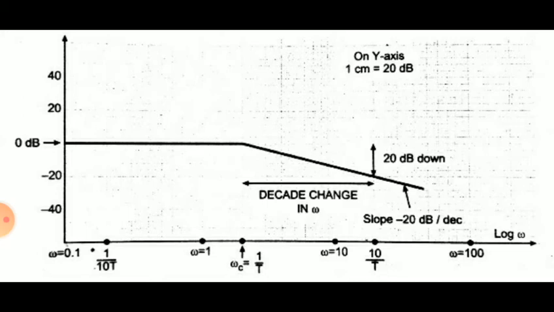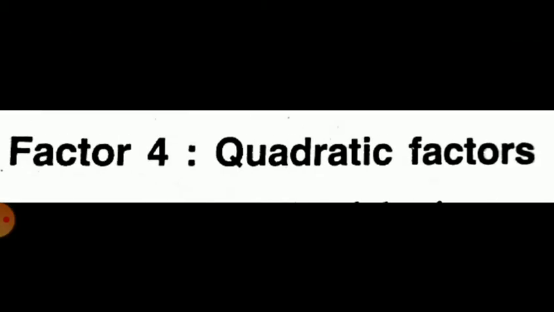The simple poles and zeros start from the corner frequency. On the x-axis you can see omega c is calculated, and this line, sloping in a downward direction, starts from the corner frequency. So simple zeros and poles will start from the corner frequency. Keep that in mind.